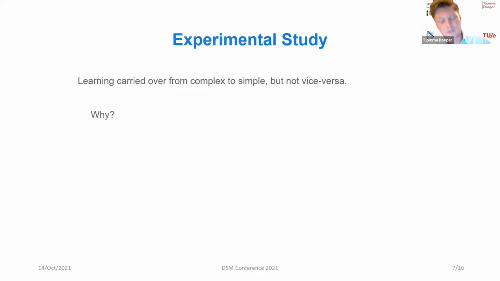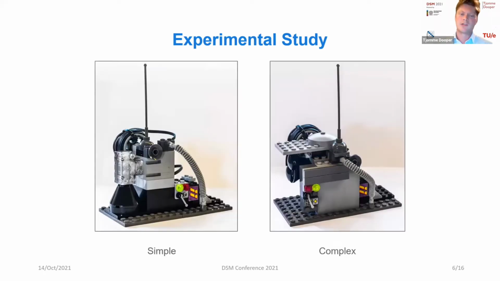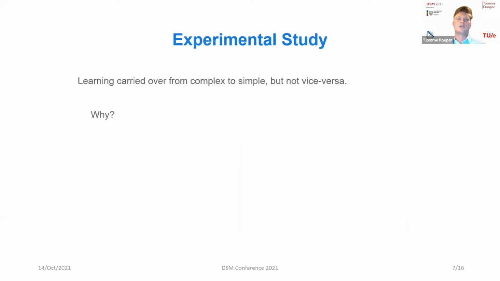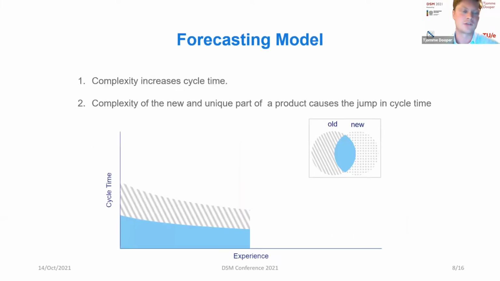And the explanation I found for this was that the complex version, I'll show it again, is basically an extension of the simple version, right? So it's very similar to the simple one with some extra parts added on top of it. So this led to a forecasting model based on 2 fundamental principles. The first one is that product complexity increases cycle time, which is not that far-fetched, I hope. Second principle is that the complexity of only the new and unique part of the new product causes this jump in cycle time between 2 product versions.